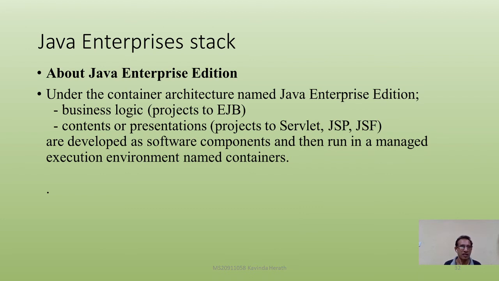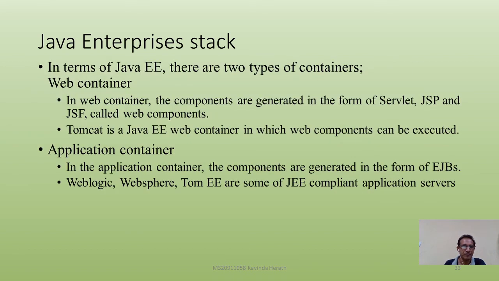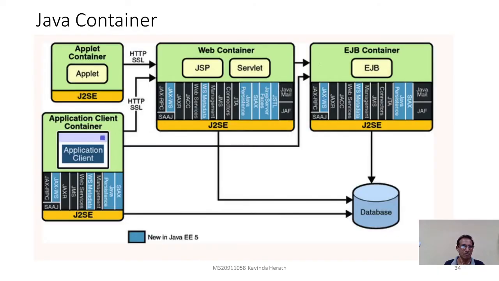That is why this Java Enterprise stack is different from the previous versions, from containers to presentations, developed as software components. Java Enterprise stacks, in terms of Java EE, have two types of container: a web container and an application container. Both container types are available in this Java stack, as mentioned here. Java EE 5 is completely the same as the virtual container platforms.